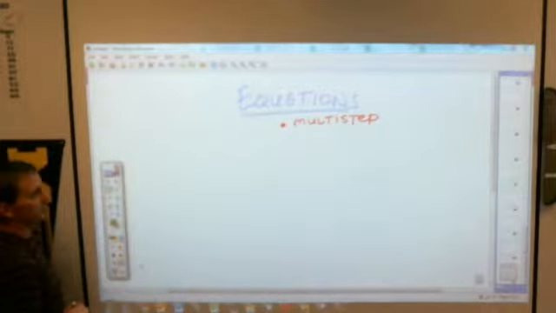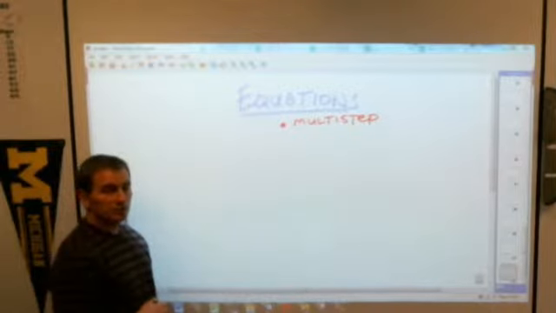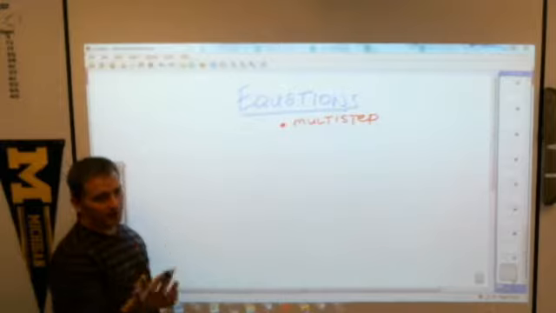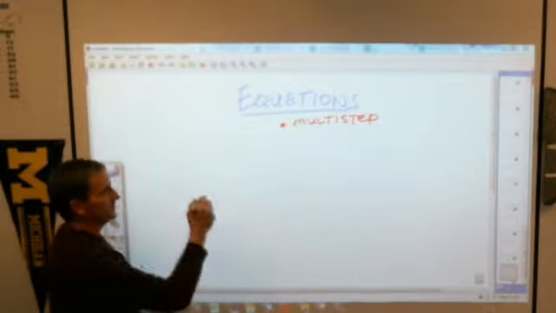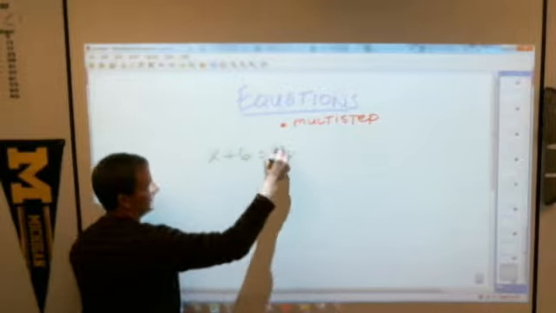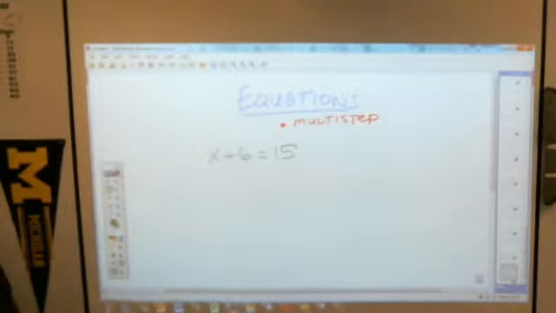We're going to do more than one step. Which would probably beg you to ask, what are equations that aren't multi-step? Those are all the ones that we did that you can solve in one step. For example, x plus 6 equals 15. How did we solve that? This is not a multi-step equation because I can do it in one step.